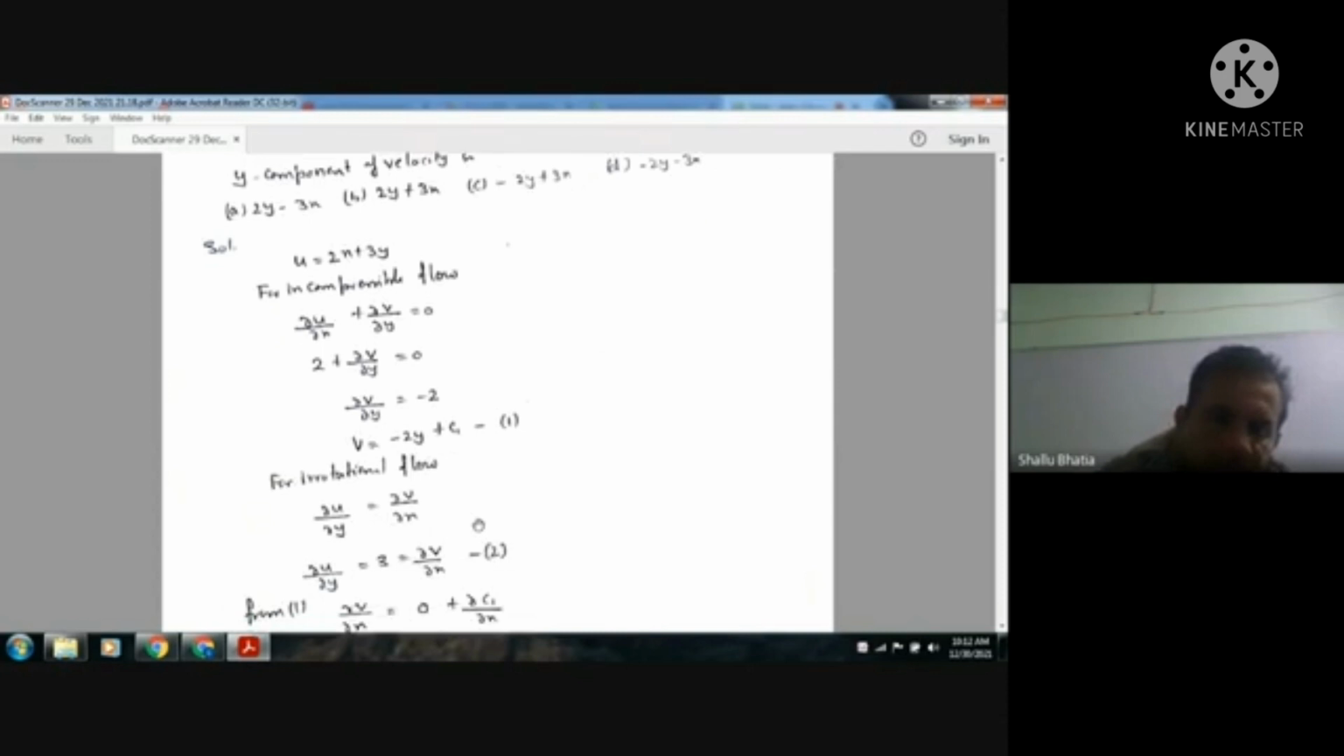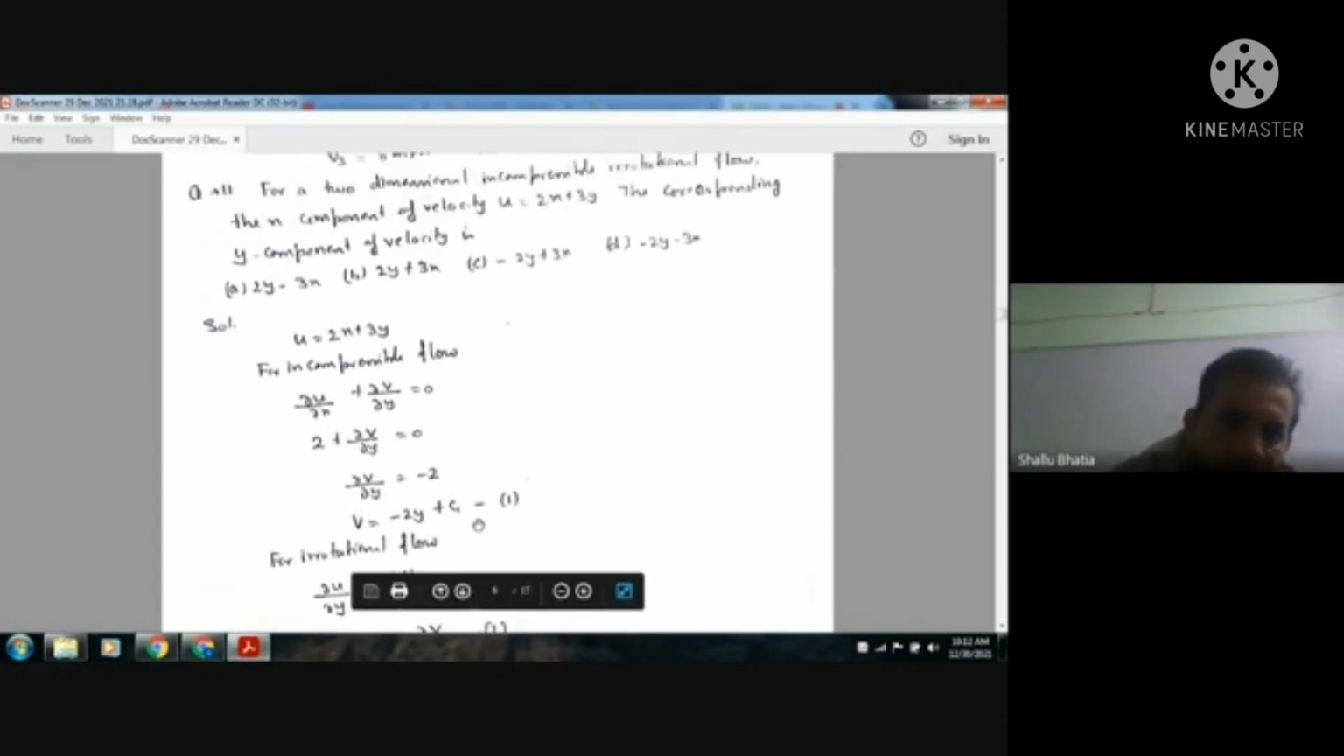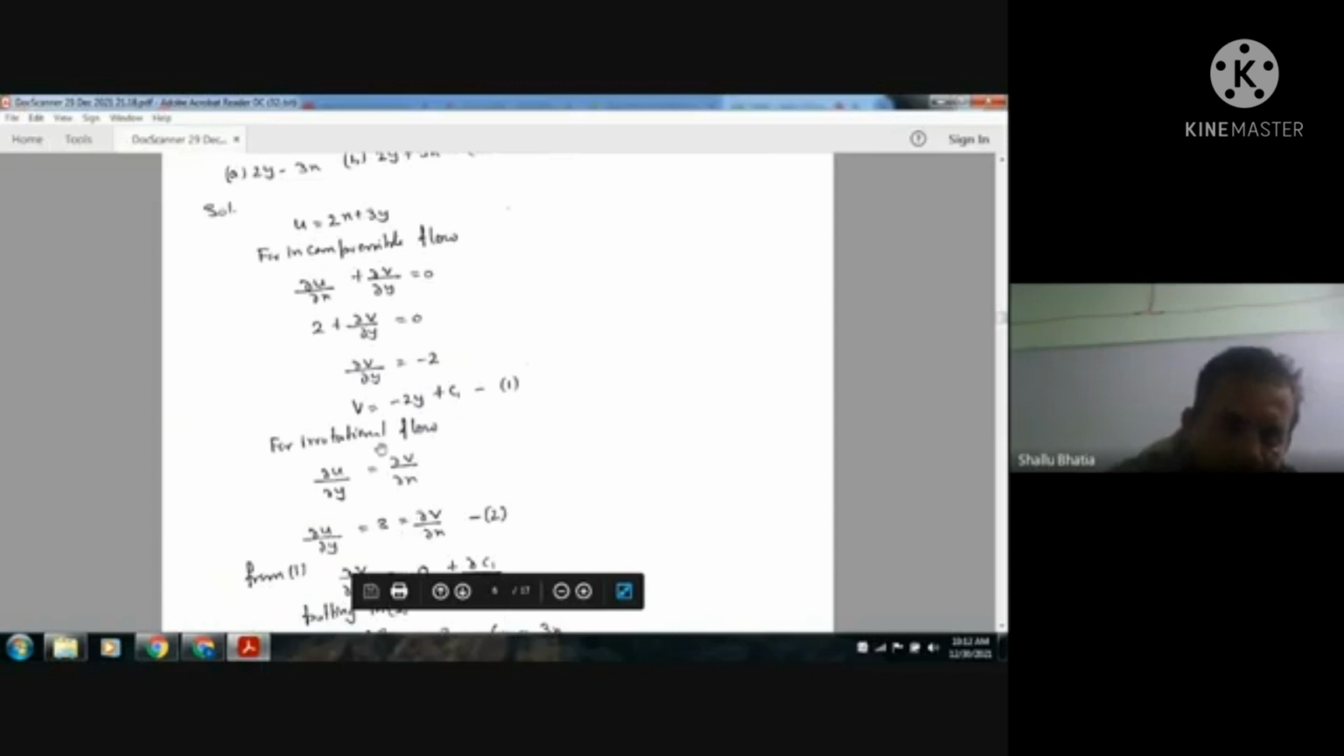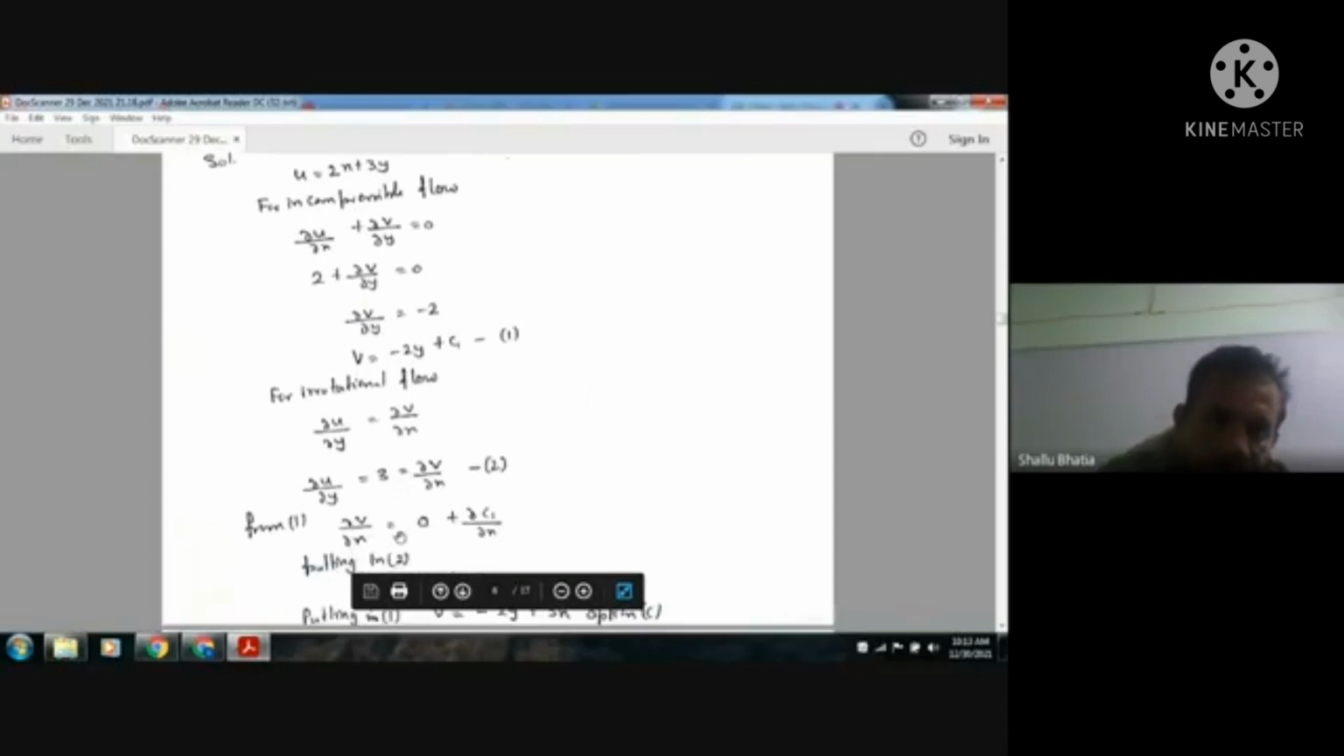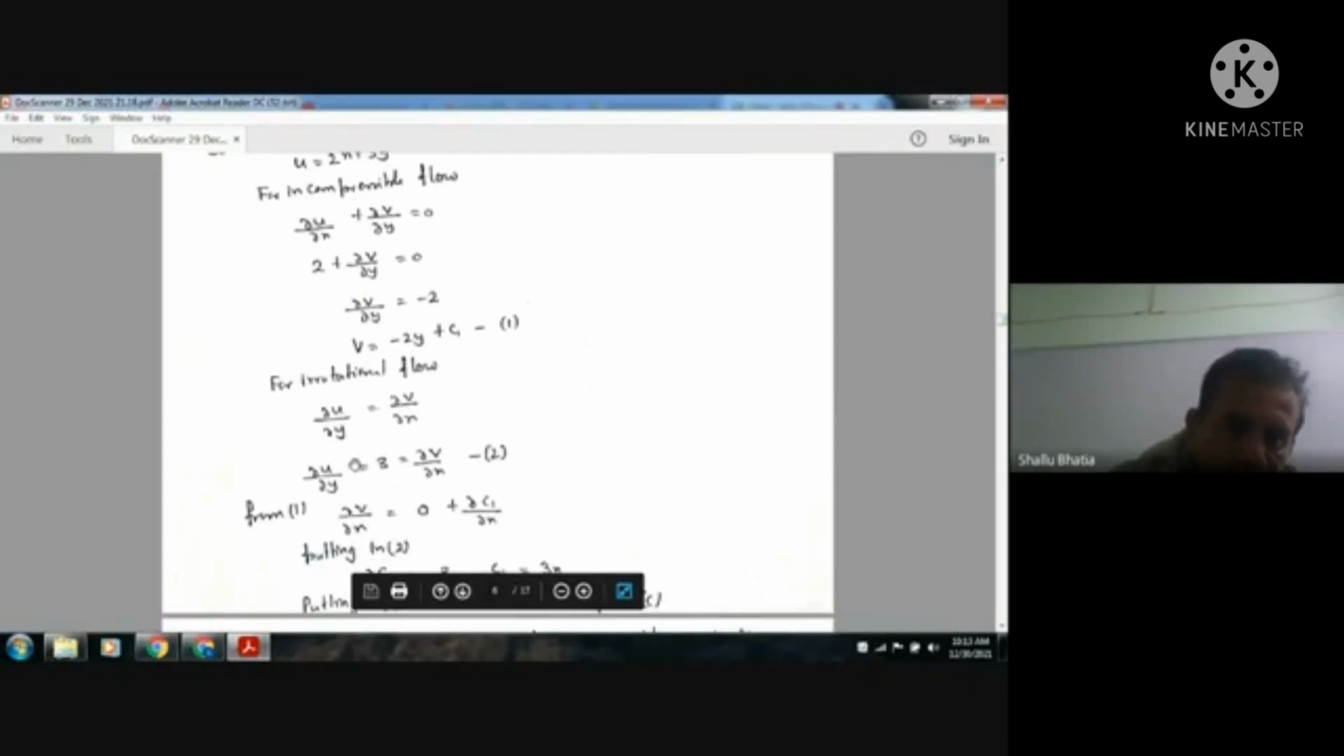Okay, now for a rotational flow, ∂u/∂y is equal to ∂v/∂x. Okay, ∂u/∂y, that is 3, should be equal to ∂v/∂x. Sorry, ∂v/∂x, and this is ∂v/∂x. Okay, so now from 1, this is equation 1.